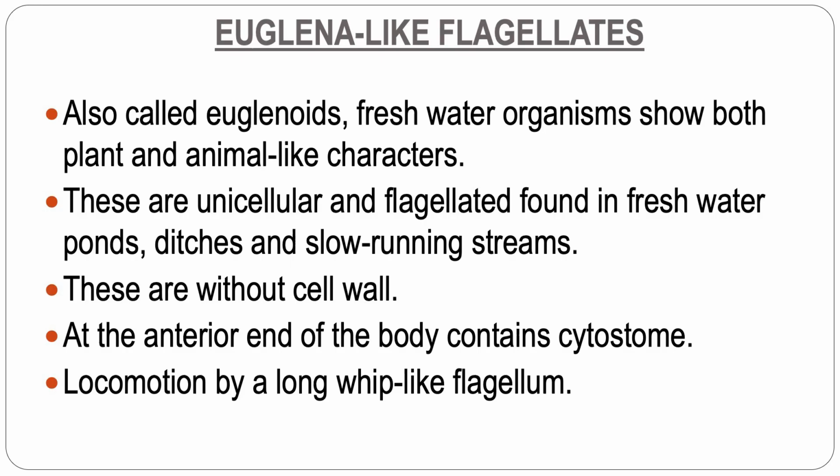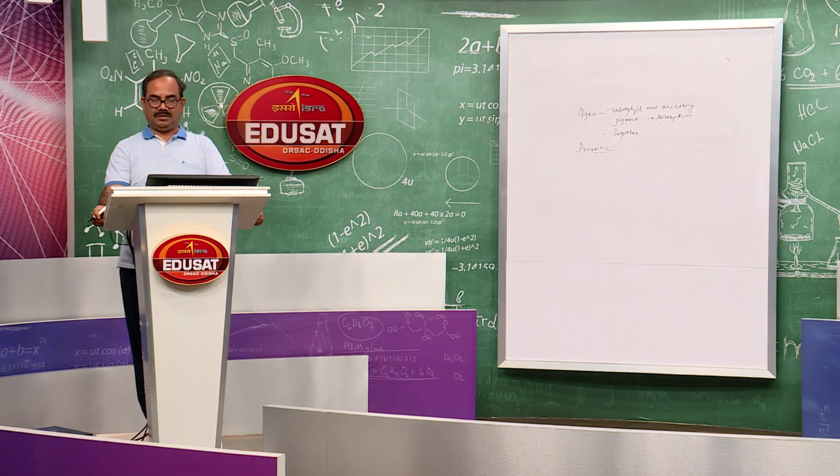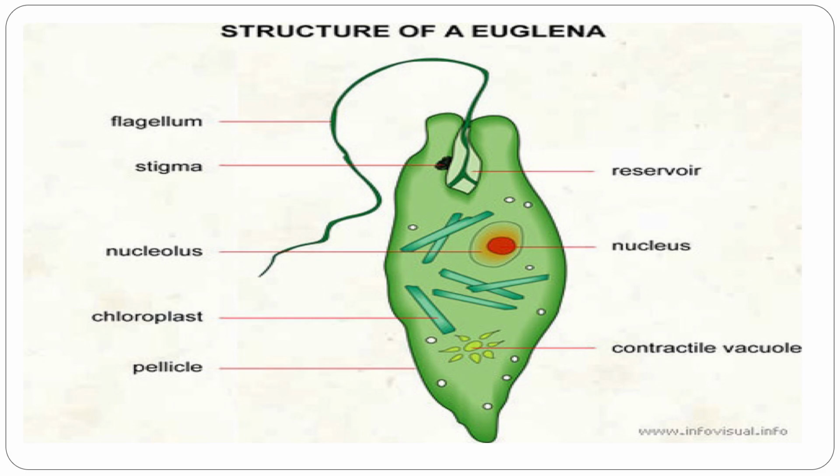These are freshwater organisms. They show both plant and animal-like characters. These are unicellular and flagellated, found in places where there is fresh water like ponds, ditches and also in slow running streams. These are without a cell wall, and the anterior end of the body contains a cytostome, and locomotion is by a long whip-like flagellum. Interestingly, this is without a cell wall. You can see the characteristics of this from the diagram.